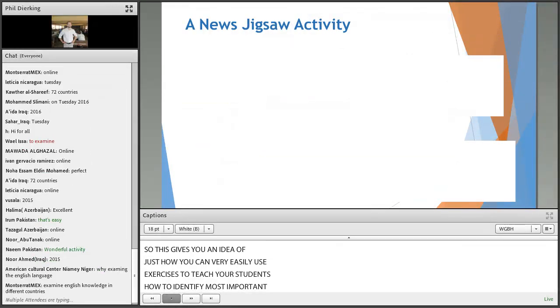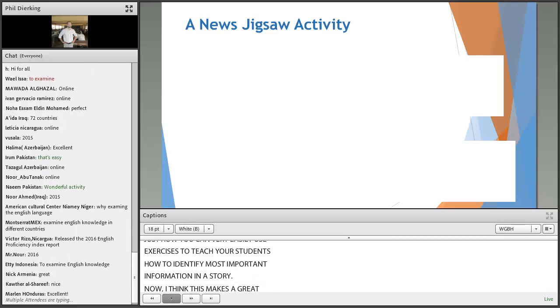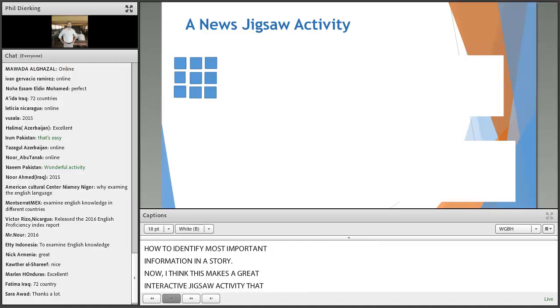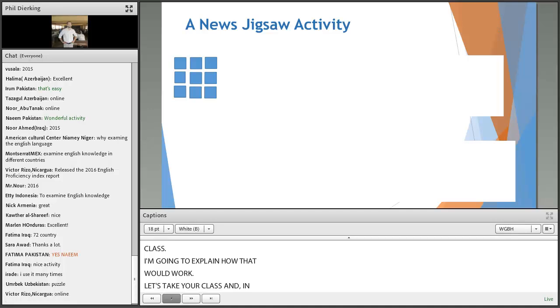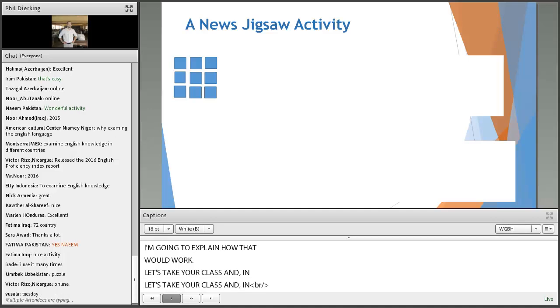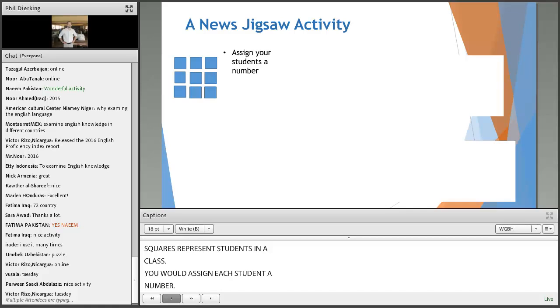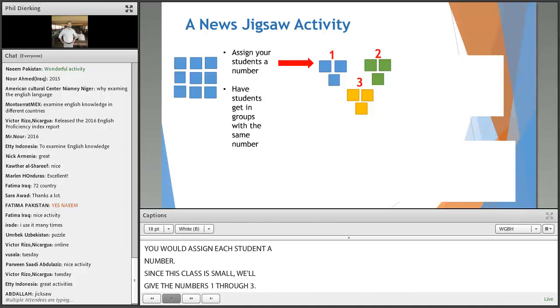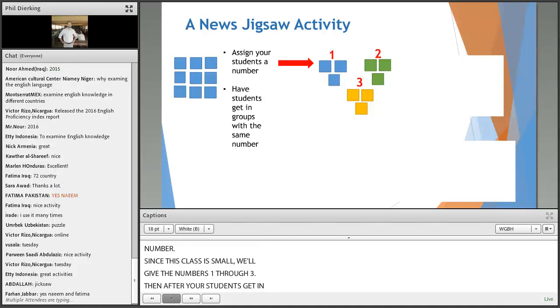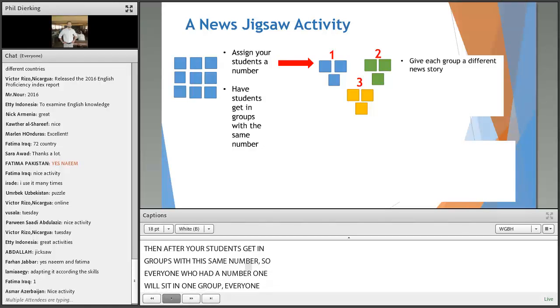Now, I think this makes a great interactive jigsaw activity that you can do with your whole class. So I'm going to explain how that would work. Let's take your class, and in this image, these 9 blue squares represent students in a class. What you would do is assign each student a number. Since this class is small, we'll just give them numbers 1 through 3. Then, have your students get in groups with the same number. So everyone who had a number 1 will sit in one group, everyone who had a number 2 will sit in another group, and everyone with number 3 will sit in their group.